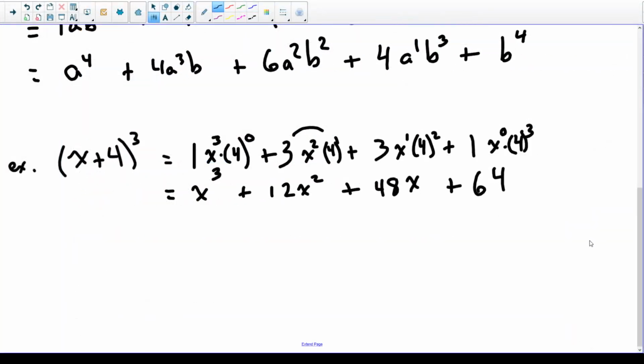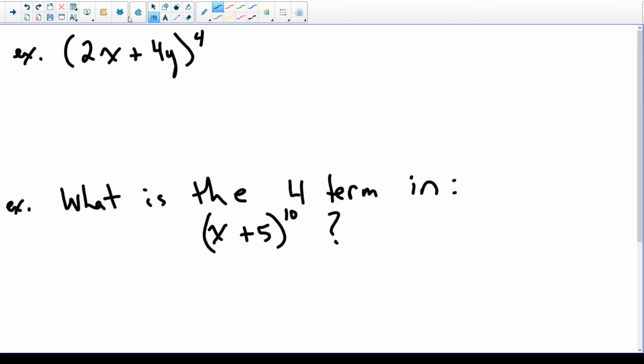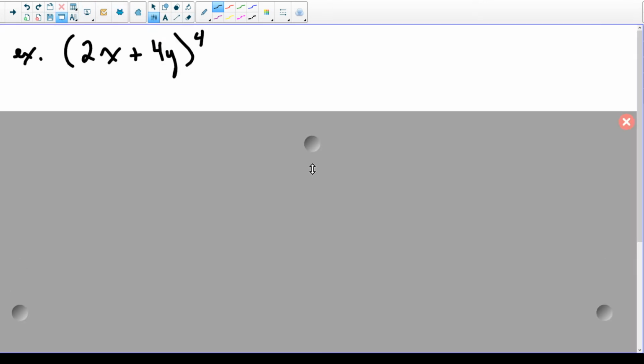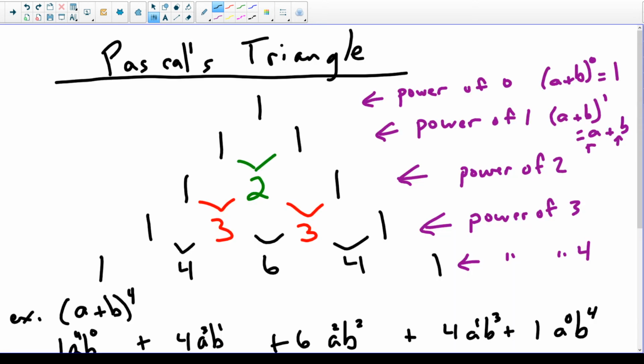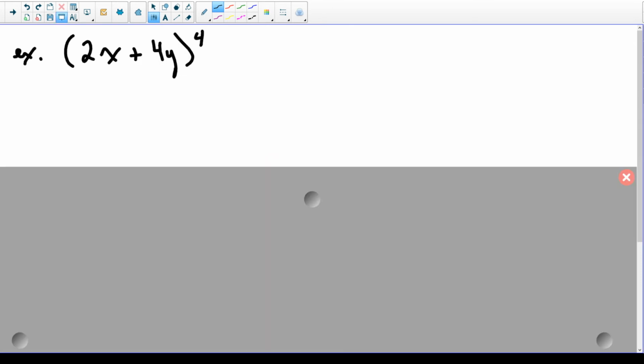So, going back to my smartboard here, you now have been introduced to Pascal's triangle and its power. What kind of questions could I ask you to do? Well, I could ask you to do this one. What would 2x plus 4y to the power 4 be? If you go to your row for power 4, it's 14641. So we would write 1, 4, 6, 4, 1.